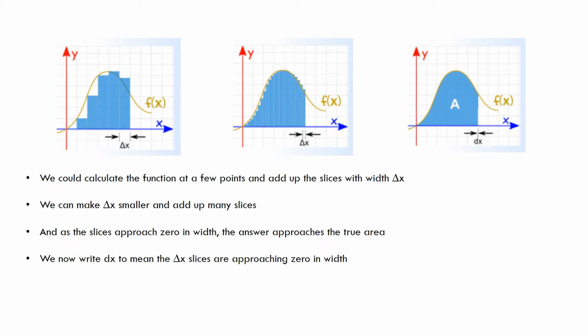Now we could calculate the function at a few points and add up the slices, and each of those slices would have a width of delta x. And we could progressively make those slices smaller and add up lots and lots of tiny slices, and it would give us a reasonable approximation of the area under that curve. However, it wouldn't be very accurate. Now, if we were to allow those slices to approach 0 in width, we'd have an answer that approaches the true area underneath that curve. And you'll note here that instead of writing delta x, we now write dx.